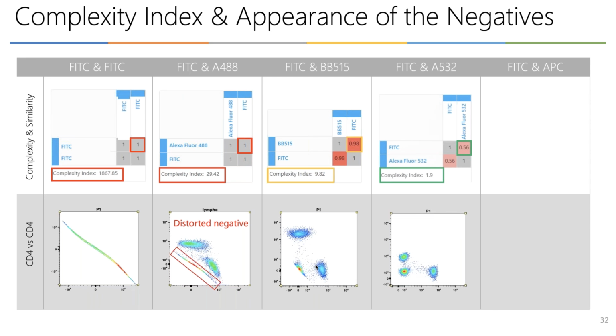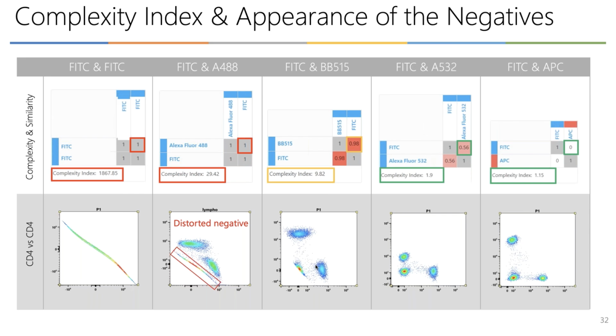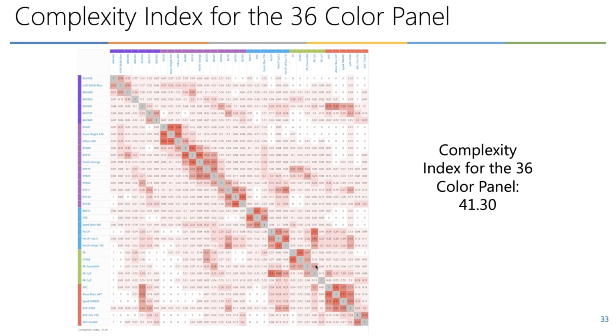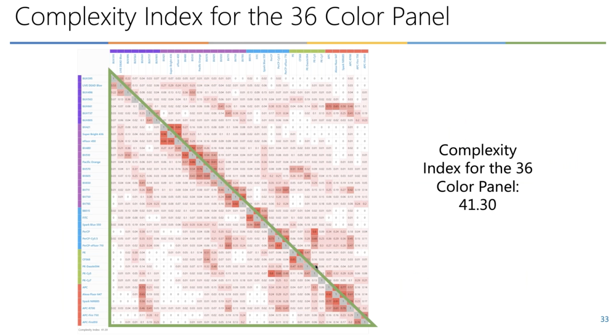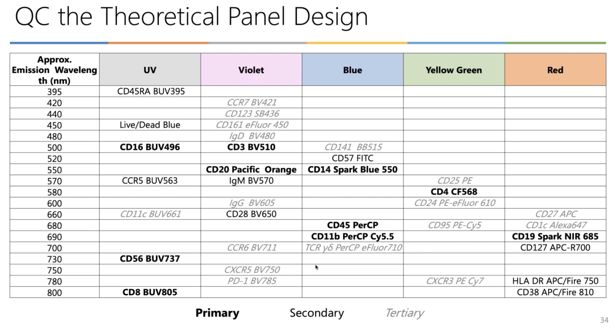FITC and Alexa 532, no problem. Our complexity index goes even down. FITC and APC, a walk in the park. So the complexity index tells you a lot, and is going also to tell you, because of the overlap in those dyes, how your negatives are going to be behaving. When you look at the complexity index in the matrix that we're providing, only look at half of the matrix because the other half is exactly the same information in duplicate. So we will be working at correcting this in future releases.